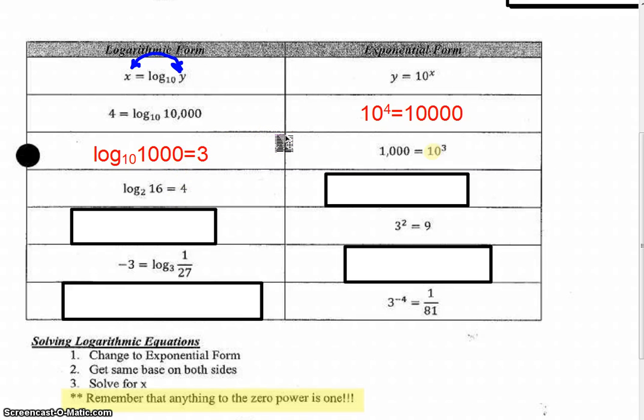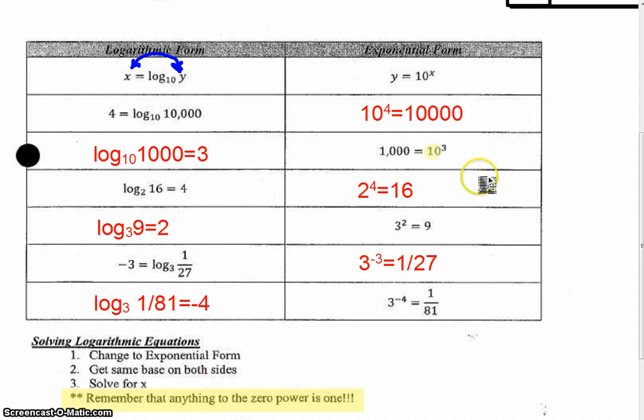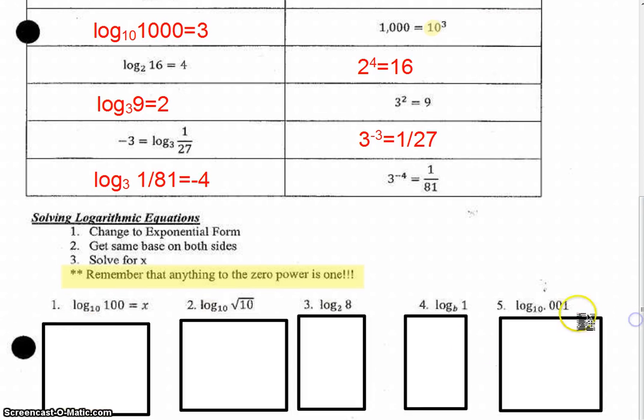It doesn't matter which one is on left and which one is on right. Log base 2 of 16 equals 4 becomes 2 to the 4th equals 16. 3 squared equals 9 means log base 3 of 9 equals 2. Negative 3 equals log base 3 of 1 over 27 becomes 3 to the negative 3 equals 1 over 27. 3 to the negative 4 equals 1 over 81 becomes log base 3 of 1 over 81 equals negative 4. So your base is always your base, and then you just have to swap sides for the other two.